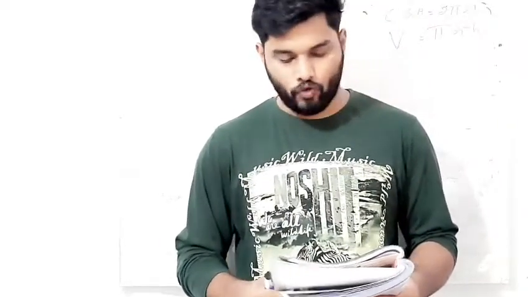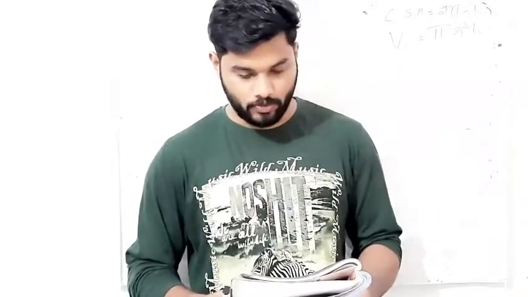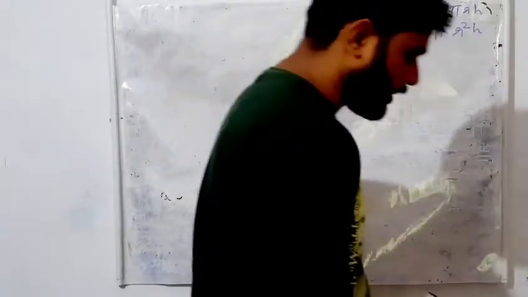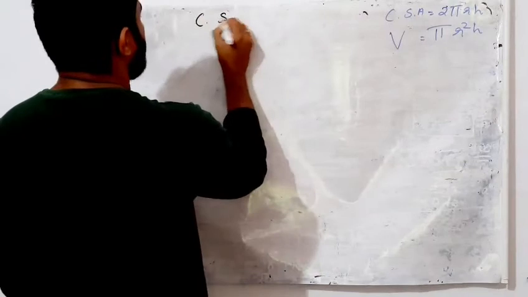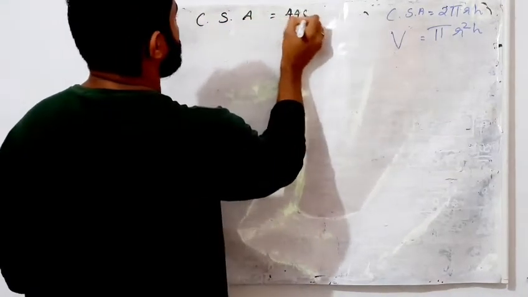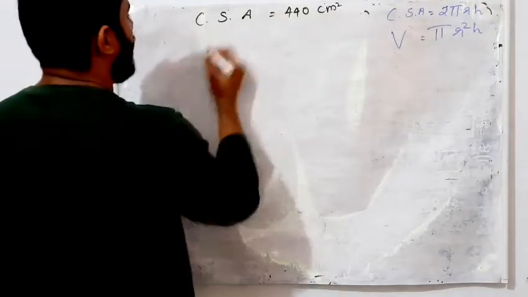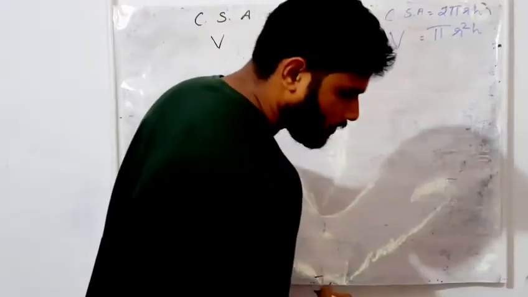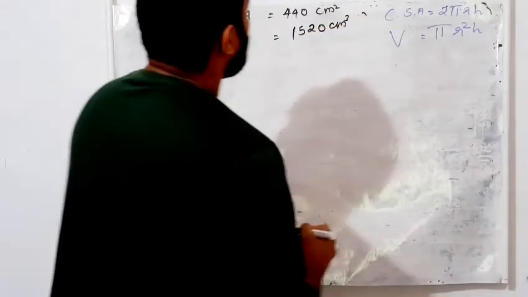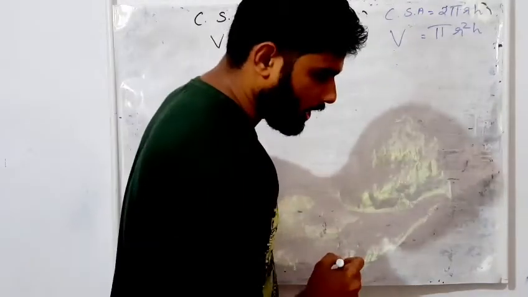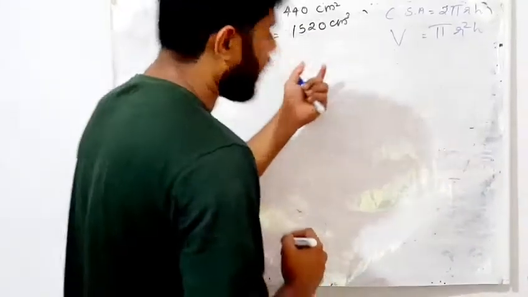Question number two. The curved surface area of a cylinder pillar is 440 centimeter square and its volume is 1520 centimeter cube. Find the height of the pillar. So here, what are the things given? Here already given the curved surface area. So I'm writing here, curved surface area, 440 centimeter square, and volume of that cylinder is 1520 centimeter cube. So then what do you find out? We have to find out the height of that pillar.